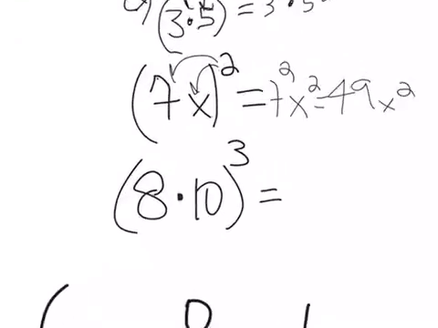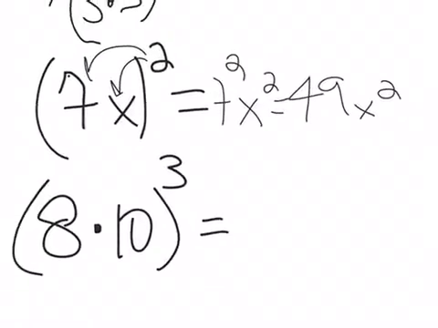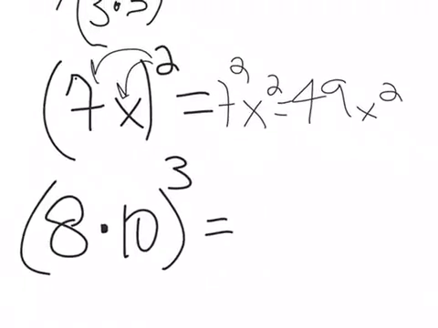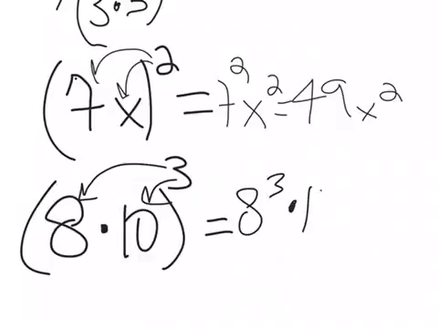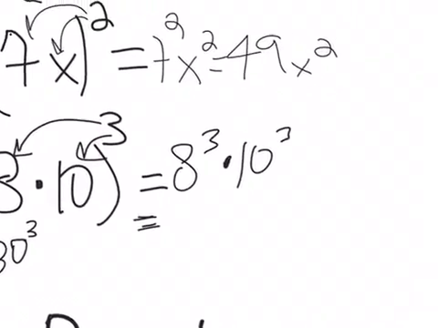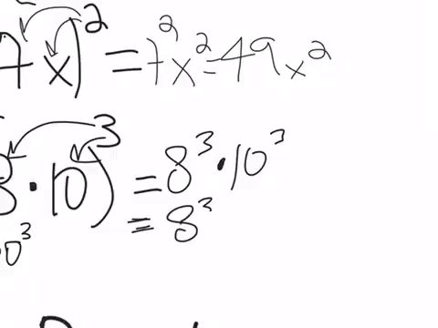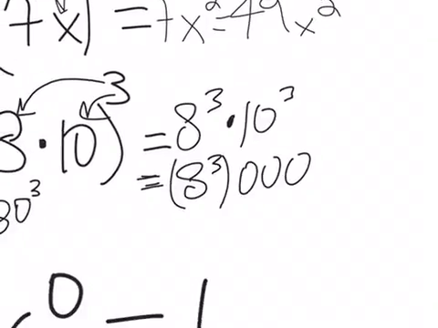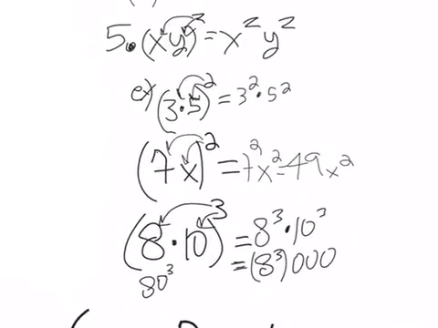And now let's look at the final example. Here we have 8 times 10 to the power of 3. All you have to do is just distribute it: 8 to the power of 3 multiplied by 10 to the power of 3. This is helpful because instead of saying it's 80 to the power of 3, I can have a more exact answer, because all you can say is 8 to the power of 3, and then just add 3 zeros.